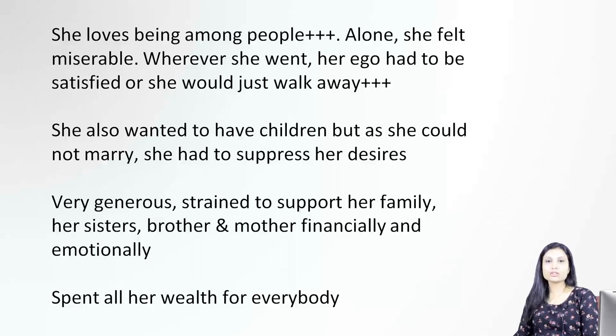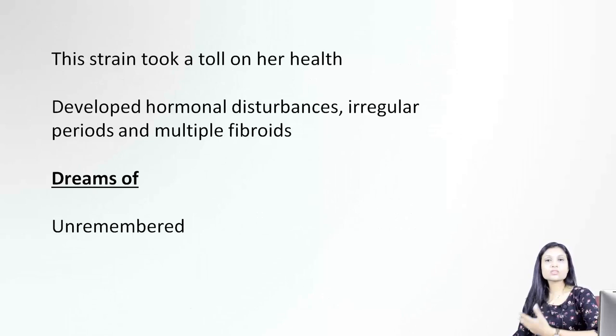She also wanted to have children, but since she could not marry, she had to suppress her desires. She's very generous, and she has strained to support her family. She has spent all her wealth for everybody. This strain has now taken a toll on her health, and because of that, she has developed hormonal disturbances and fibroids. No major or particular dreams.